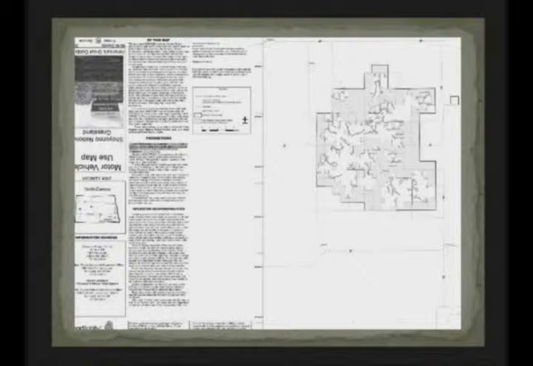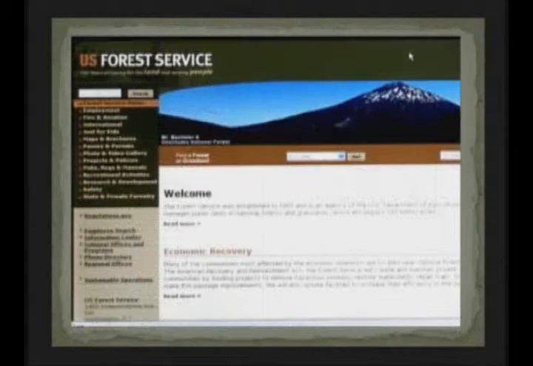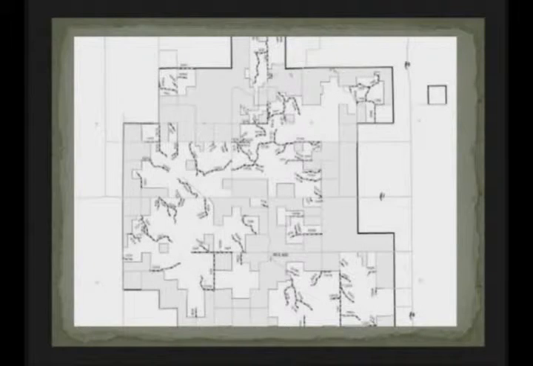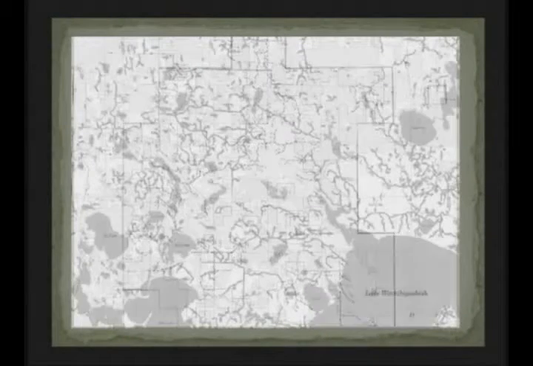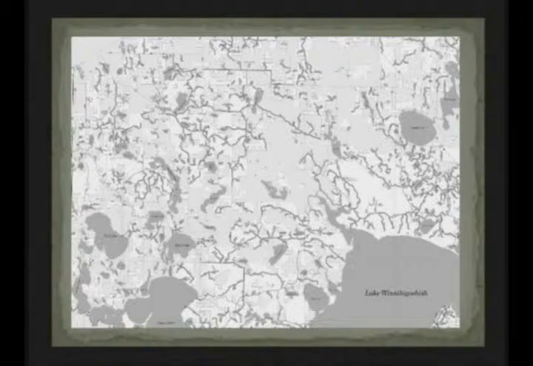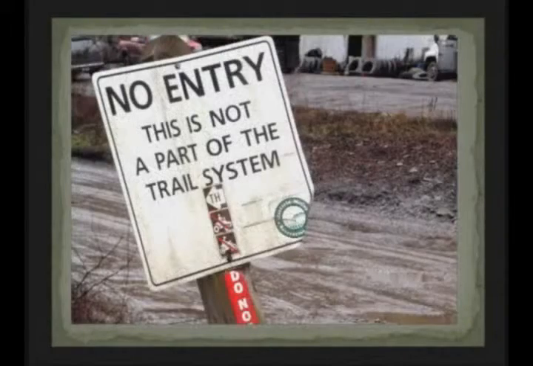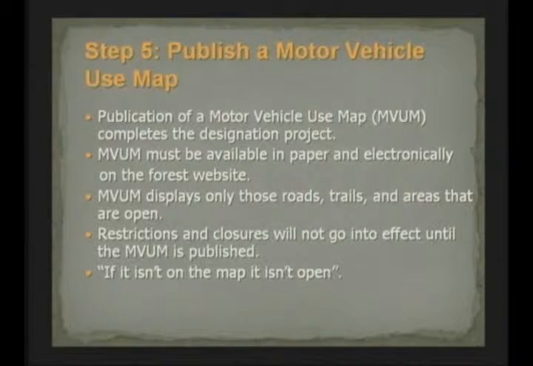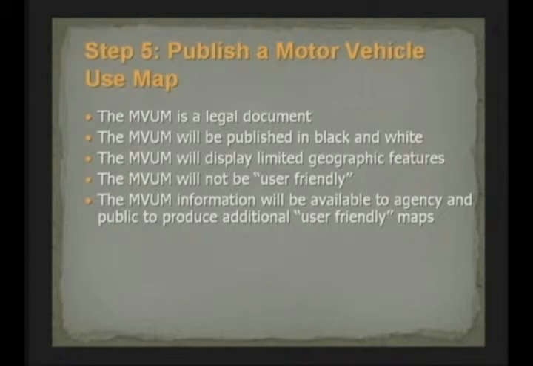The MVUM must be available in paper and electronically on the Forest website. The MVUM displays only those roads, trails, and areas that are open. Restrictions and closures will not go into effect until the MVUM is published. It is very important that we understand that if it isn't on the map, it isn't open. In other words, uninventoried routes and all other routes that are not on the map are closed to motorized use. The MVUM is a legal document.